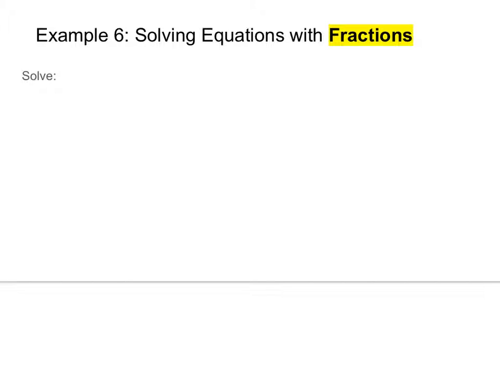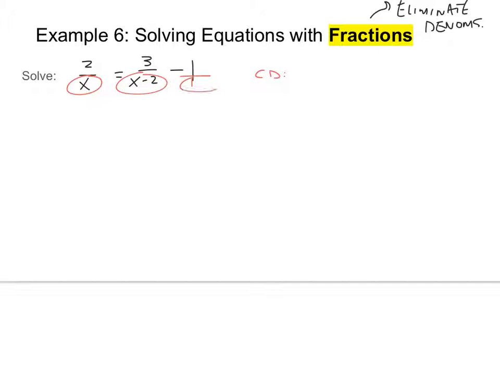Do another one. This time we're going to involve some fractions, and our equation is going to be 2 over x equals 3 over (x - 2) minus 1. And when we're dealing with fractions, my strategy is to eliminate denominators. So I'm going to eliminate denominators. In order to do that, what I'm going to do is I'm going to find a common denominator. And I'll look at all of my denominators here, and this is really over 1. And so my common denominator is x times (x - 2).